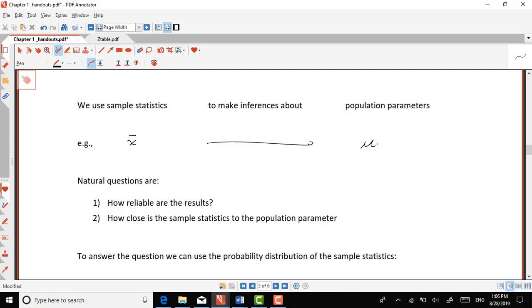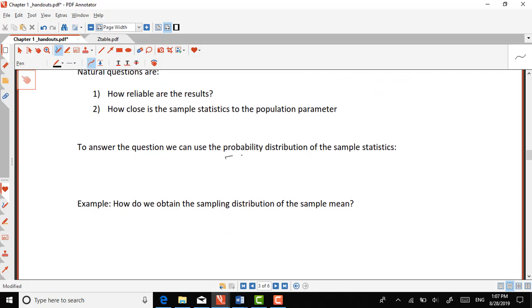Because again, you have something that you obtain from the sample, and you want to know something about the population. Now, to try to answer these questions, we use what is called the probability distribution of the sample statistic, which is also called the sampling distribution. To answer how close the sample statistic is to the population parameter, we use the sampling distribution, which is nothing else but the probability distribution of the sample statistic.